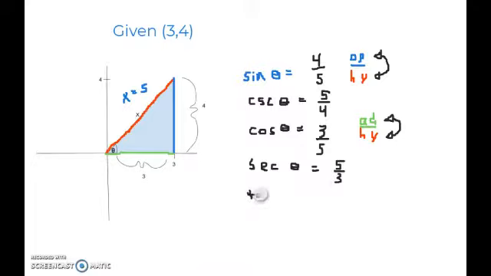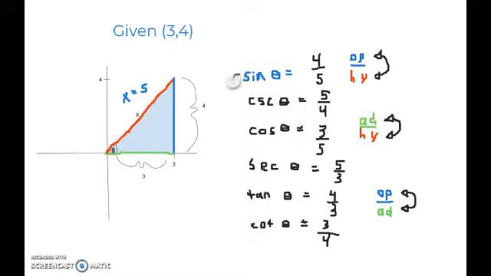And then tangent of theta would be the opposite over adjacent. So that would be 4 over 3. And then the reciprocal of that would be cotangent of theta. And cotangent of theta, it'd be adjacent over opposite. You just switch opposite and adjacent's place. And then that'd be 3 over 4.